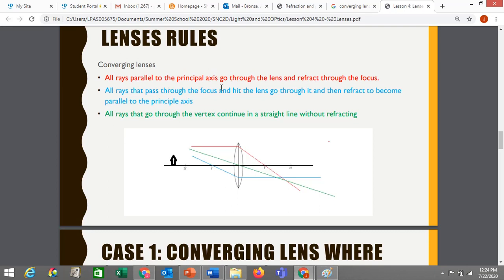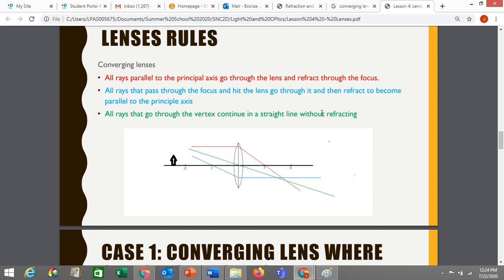All rays that pass through the focus and hit the lens go through it and then refract to become parallel to the principal axis. So it's kind of like the reverse of what we just said. If you've got a light ray that goes through the focus and hits your lens, when it refracts, it will bend parallel to the principal axis. So it's kind of the opposite counterpart to that red one, right? It's through the focus and then goes straight.